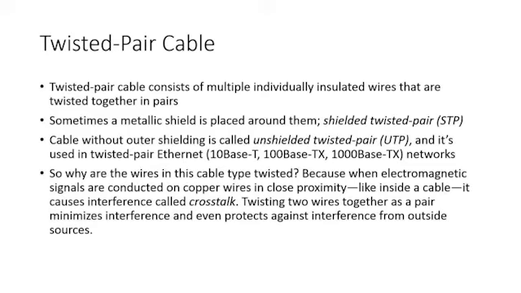So why are the wires and the cables twisted anyway? I've mentioned that a couple times now. Because when electromagnetic signals are conducted on copper wires in close proximity like that, you may get something known as crosstalk. So twisting the 2 wires together as a pair minimizes that interference and can even protect them against interference from outside sources. So it's for protection, it's for crosstalk. That's one reason. And then the other one is for protection against outside interference.